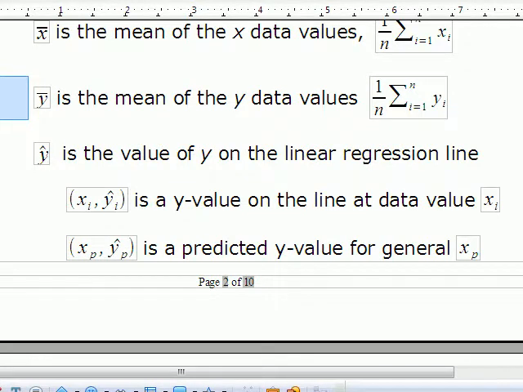Now I want to mention one other notation that we won't use right away, but we'll use it in the second lecture, and that is the hat. Okay, so y hat, the hat refers to the value of y on the line that you use to fit through the data. This would be a calculated value. So the hat on it means a calculated value. Okay, and of course there's an ordered pair because it's on the graph.